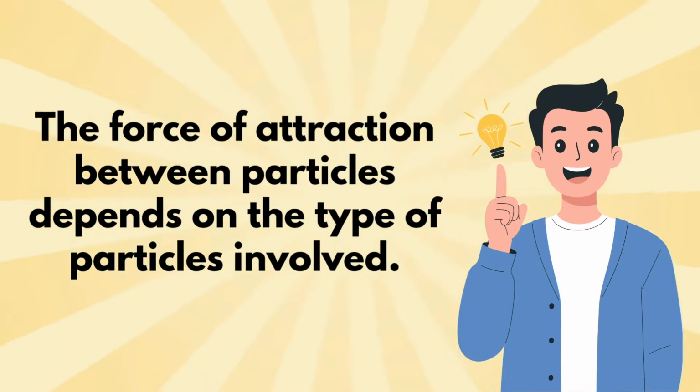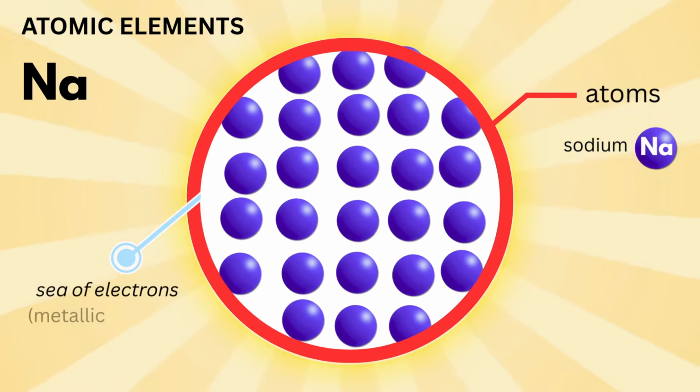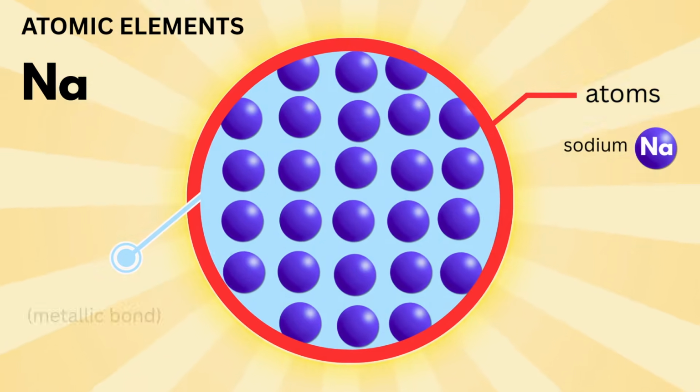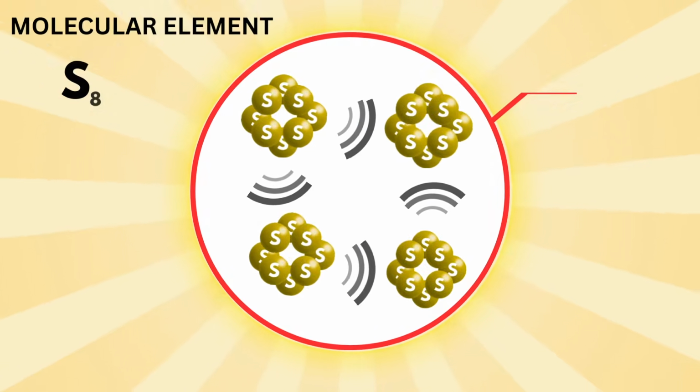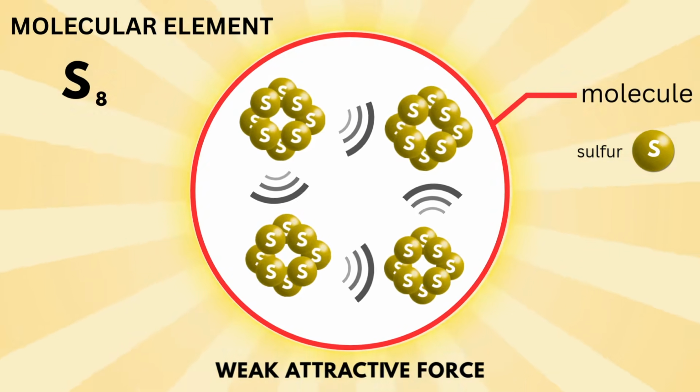The type of particles matters because it affects how strongly they attract each other. Metals have strong metallic bonds, ions have strong electrostatic attractions, and molecules often only have weak forces between them.